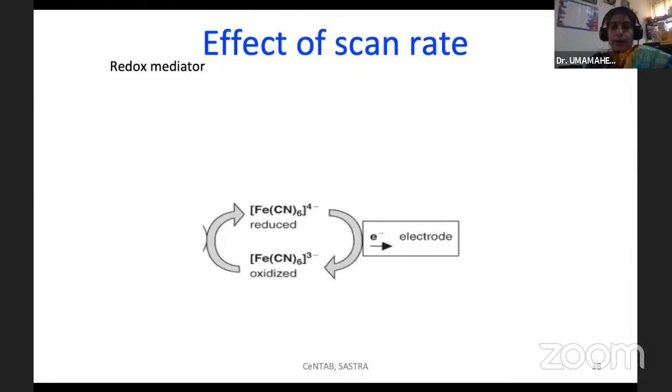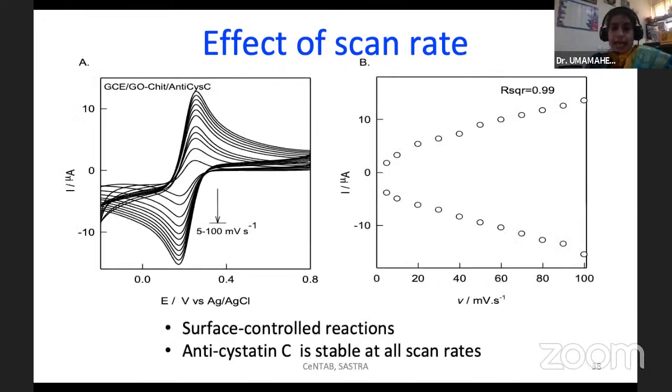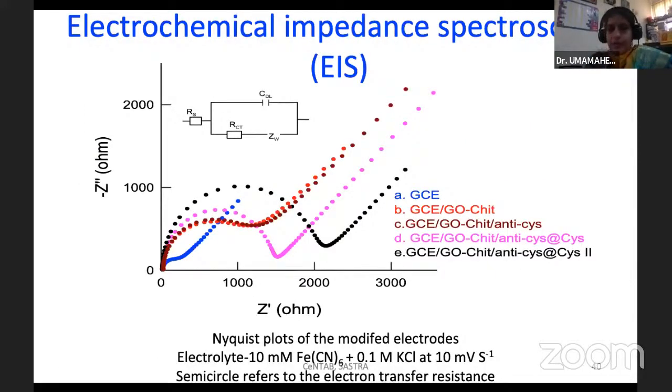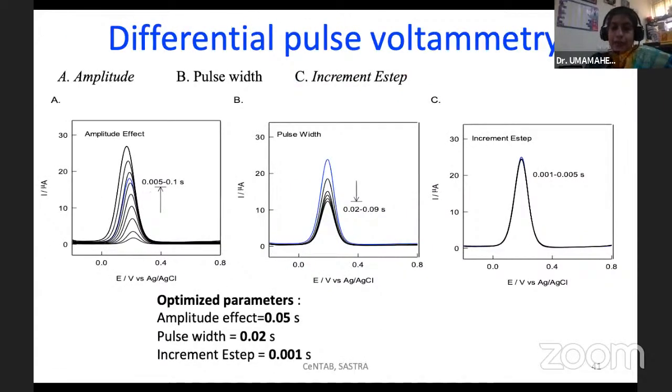Now, we used also a redox mediator to capture the signals. We did the cyclic voltammetry, and we also looked at the amperometry. What I've shown here is the cyclic voltammetry. We could see that when there is more cystatin C, there is a decrease in the current that is measured in the system. We also used impedance measurements in the presence of potassium chloride, and we also tried differential pulse voltammetry for higher sensitivity.